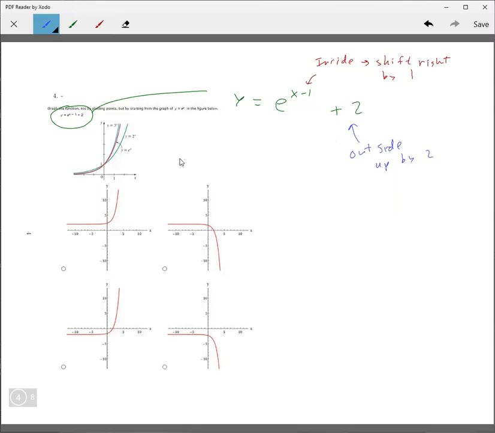Okay, so it's going to be the same shape like this, but it will be shifted up and to the right by 1. So let's see here. It looks like this is the only one that it can be. And the domain will be negative infinity to infinity, and the range will be 2 to infinity, because it's been shifted up by 2. And the asymptote will be y equals 2.